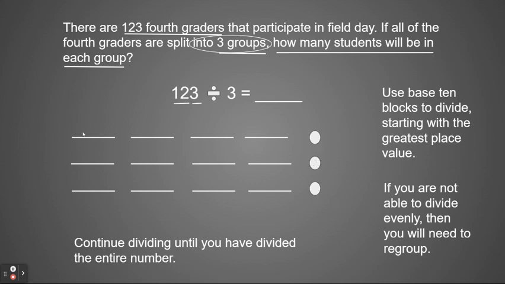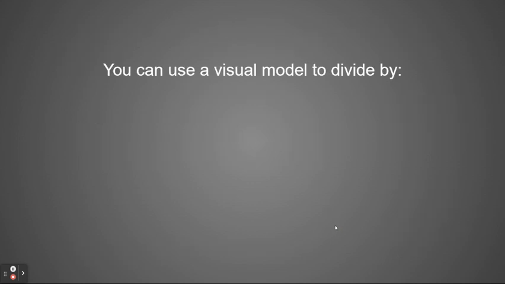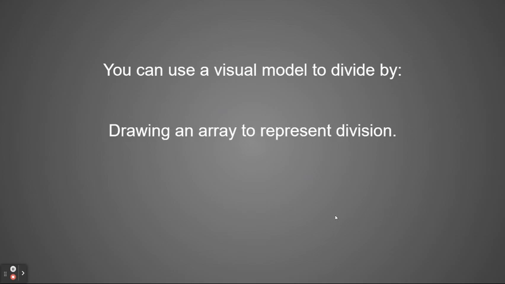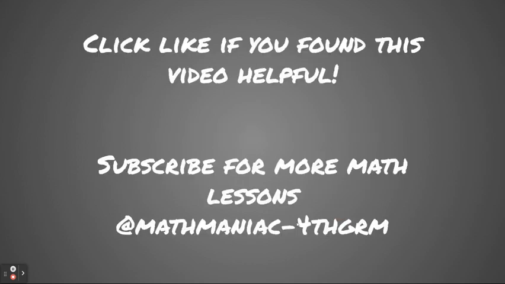Okay, finally, I'm going to see how much is in one group. So I'm trying to see how many people would be in that one group. So I see I have 10, 20, 30, 40, 1. So there are 41 students in each group. So when you're dividing, some visual models that you can use to help you divide are drawing an array and using base 10 pictures.